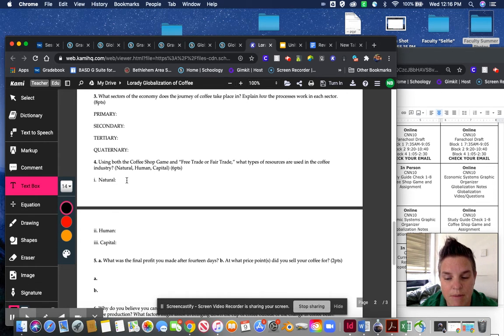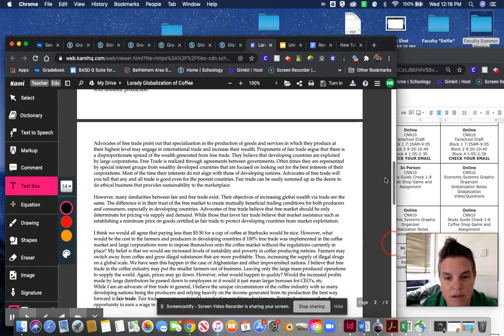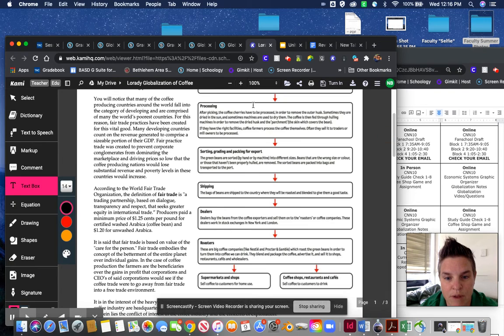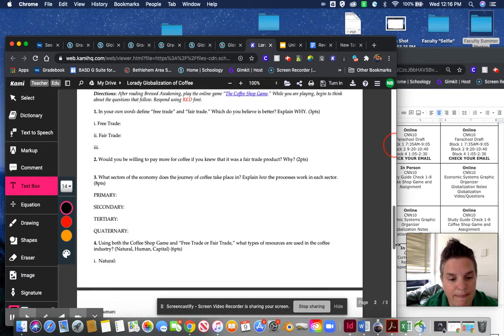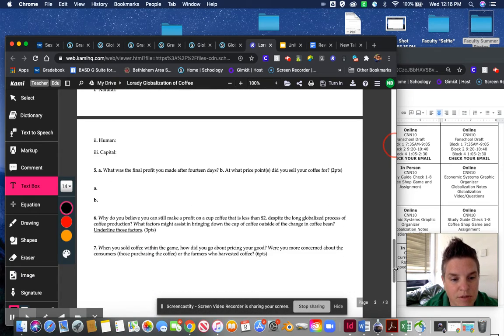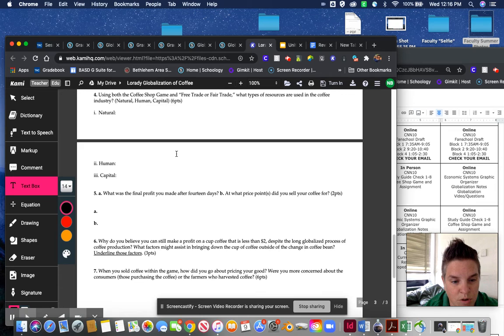If you can't remember the definitions, they're in the Pear Deck from Unit 1. Okay. So the examples are all throughout the chart. They're also in the coffee shop game, which you're going to play. And the coffee shop game could help you answer number 4, and it will definitely help you answer number 5, number 6, and number 7.